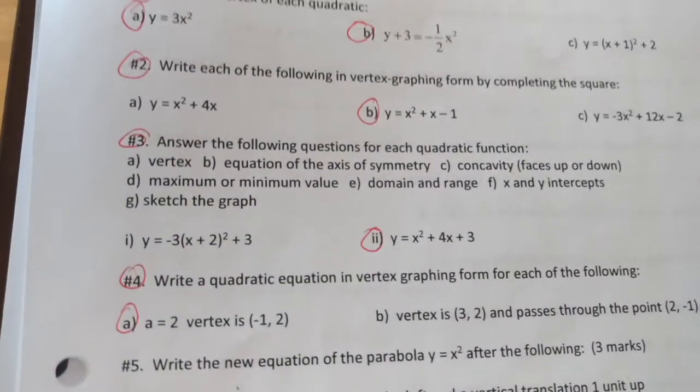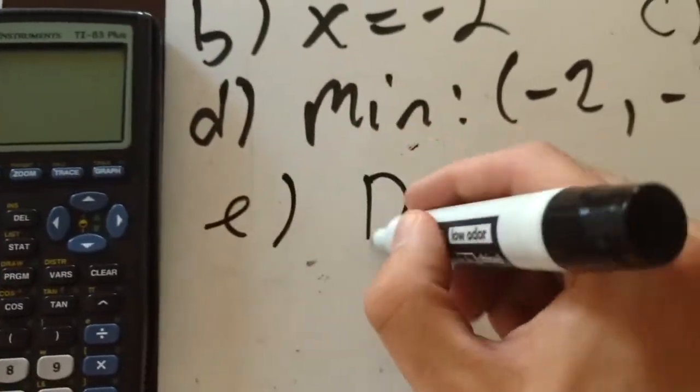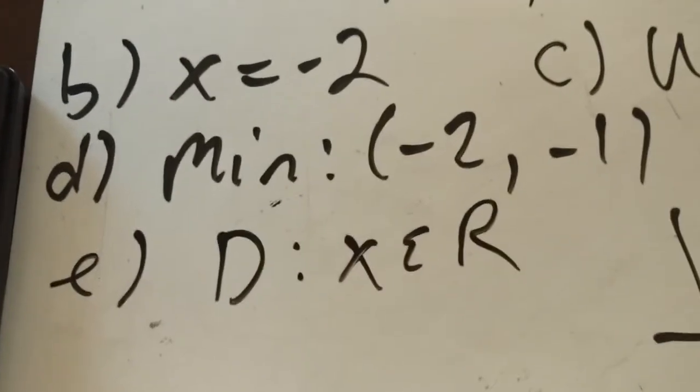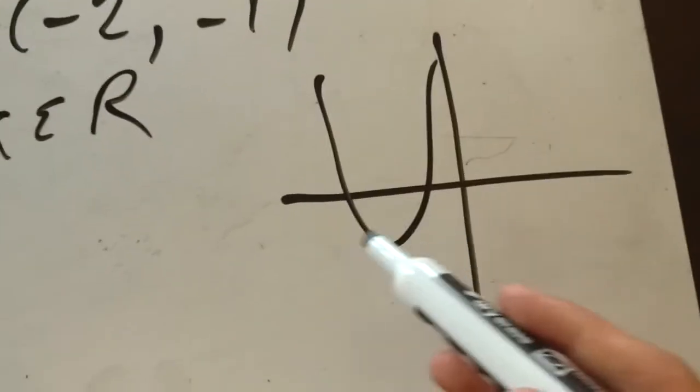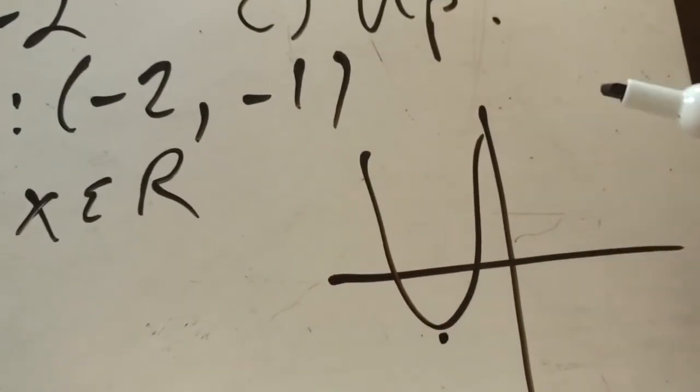As for your domain and range, this is where things are a little tricky. With a quadratic, your domain is always going to be x is an element of all real numbers. X could be literally anything. It could be anything way over here, it could be anything way over here. No matter what x you plug in, you're still going to get a y value.